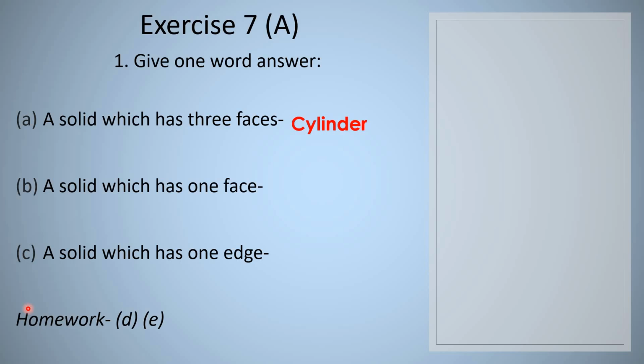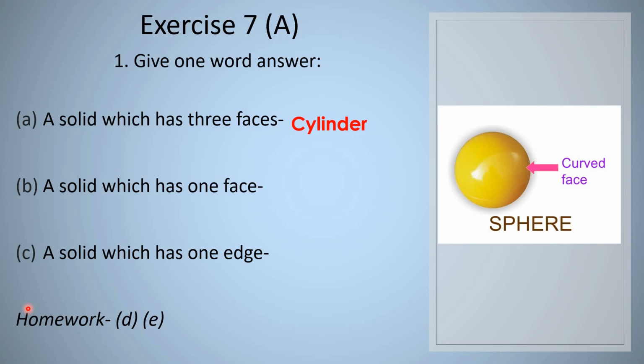A solid which has one face. Now we have to identify the solid which only has one face. Again, go back and check which solid has one face. Here, a sphere, which is round in shape, has one face, that is a curved face. You can see in the picture it has only a single face. So the answer is a sphere.